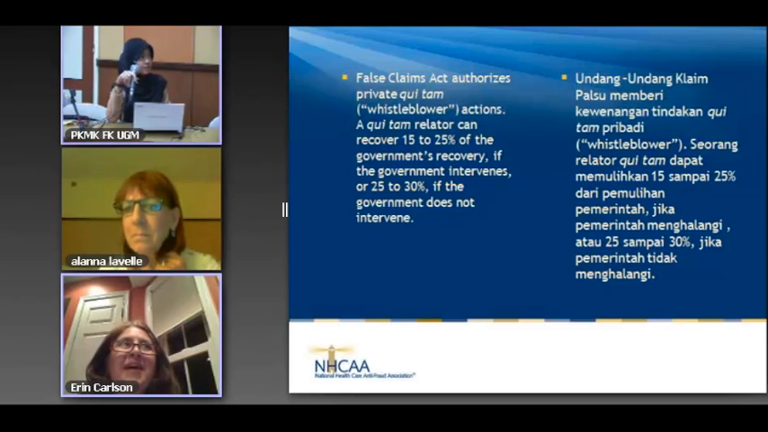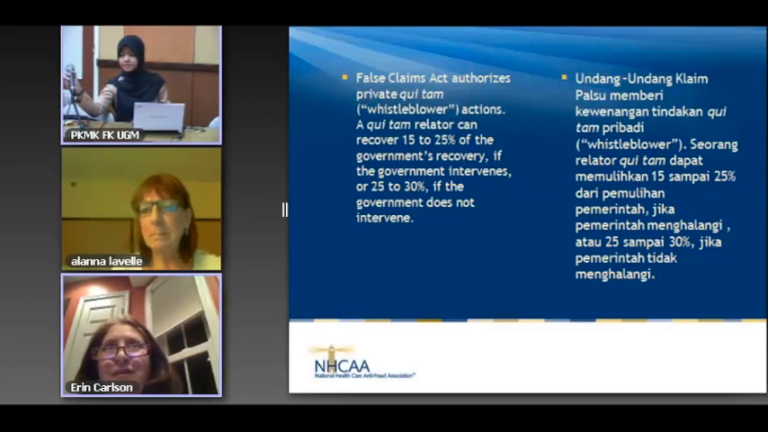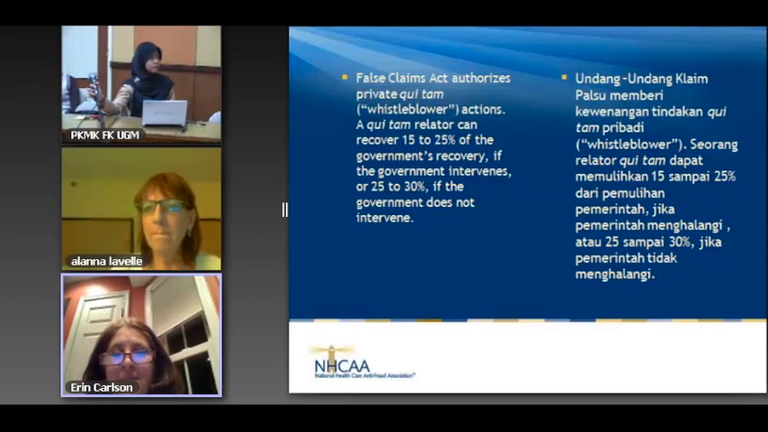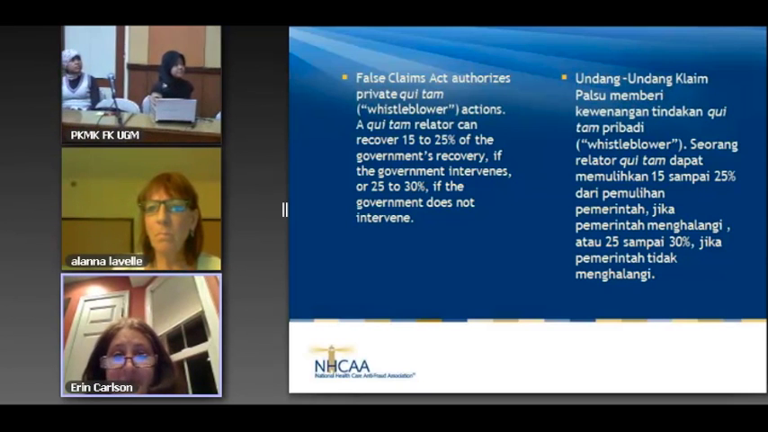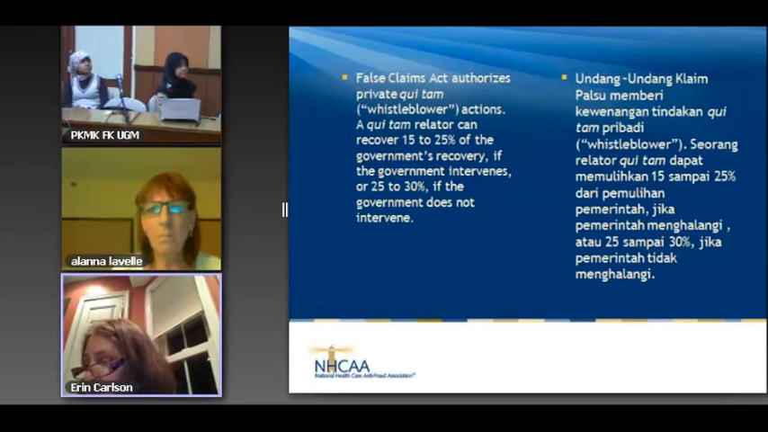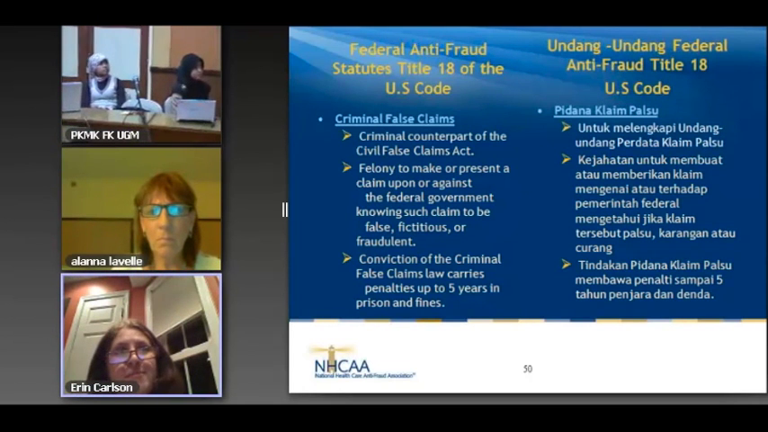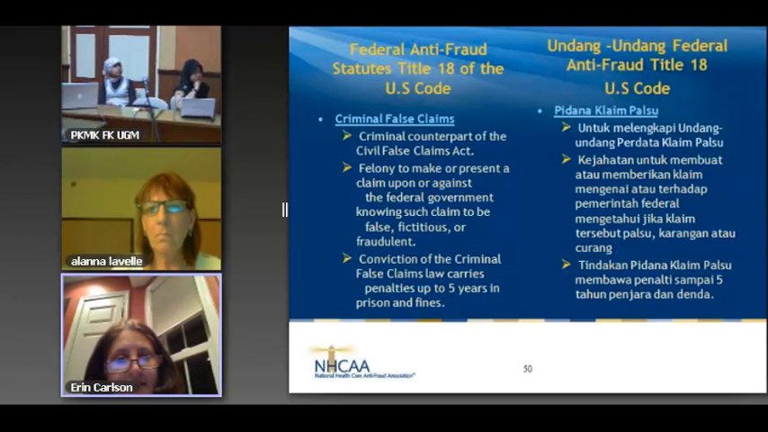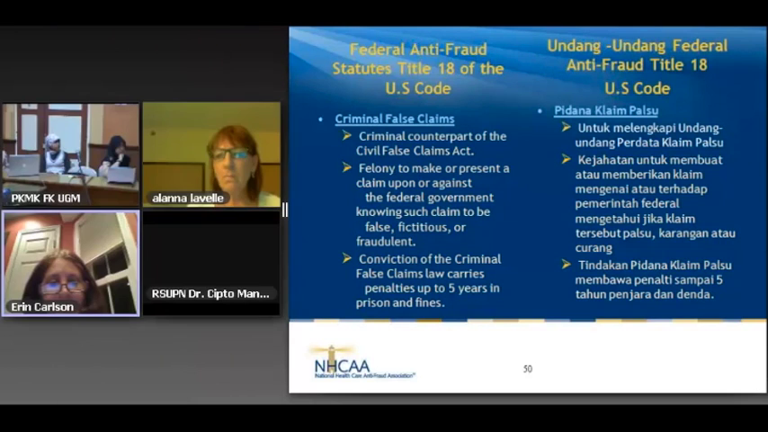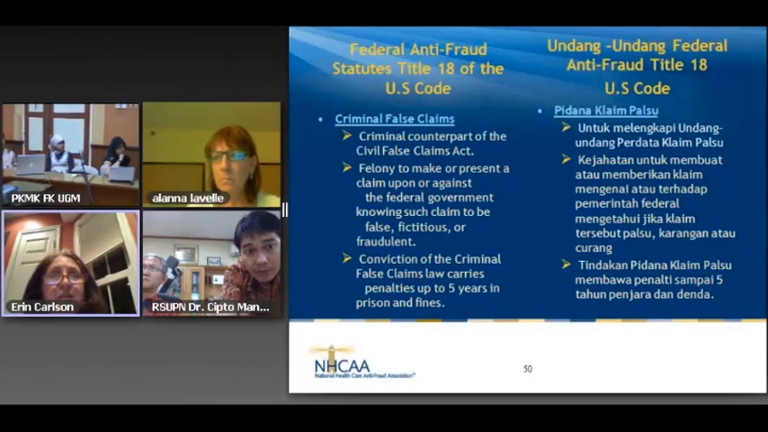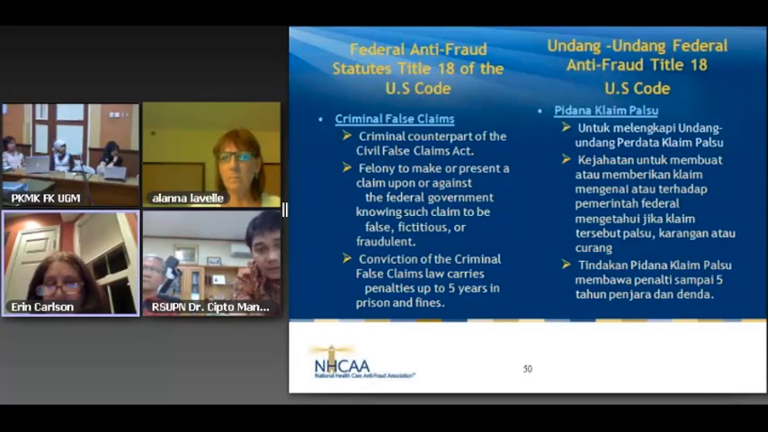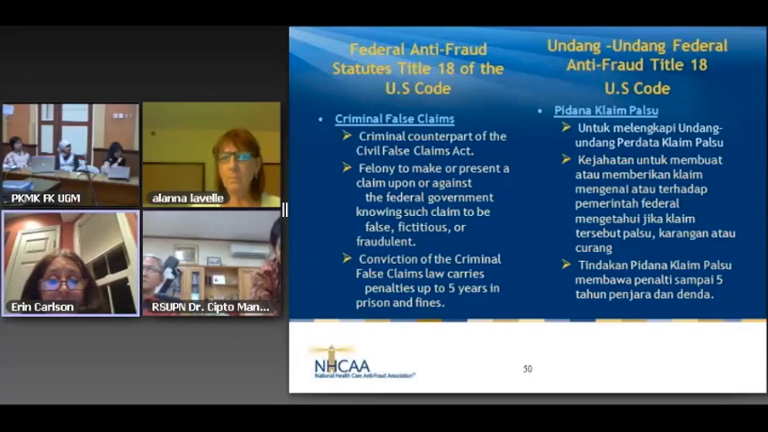So the whistleblower is a very unique way of uncovering fraud from within the organization, and then these people are compensated for that recovery. We also have a criminal False Claims Act. The False Claims Act I described before is more for civil, and this is criminal, and this is a felony, which is convicted with time in prison other than just fines for presenting a claim to the federal government and knowing that claim is false.